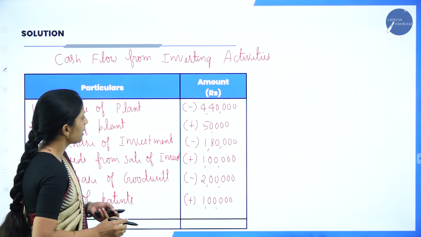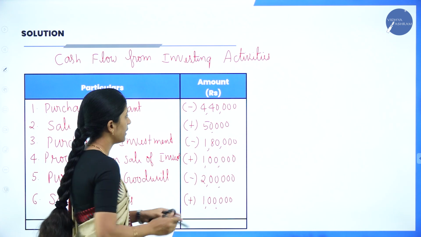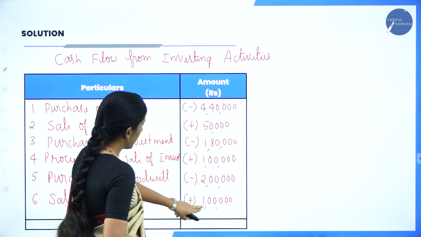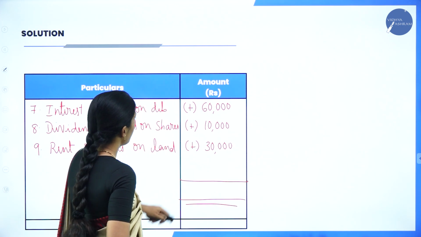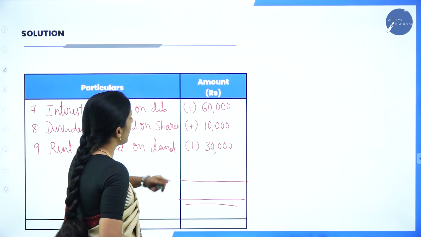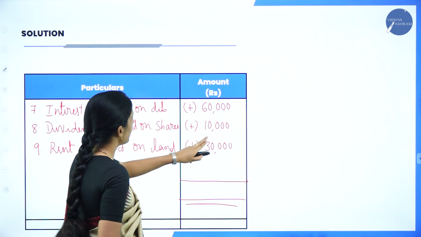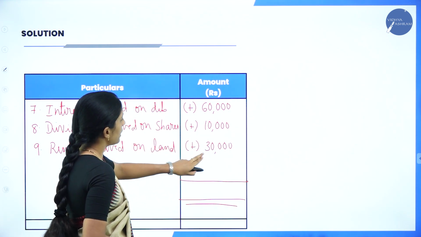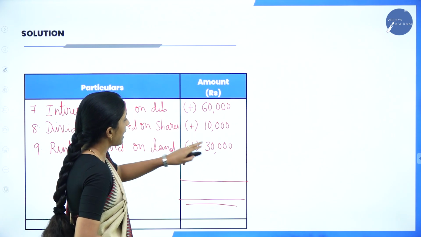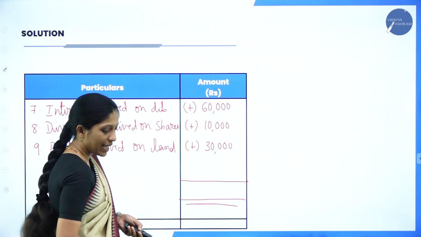So how much will we get? First we shall see all the add. 50,000 plus 1 lakh, 1,50,000 plus 1 lakh, 2,50,000, plus 60,000 is 3,10,000, plus 10,000, 3,20,000, plus 30,000. So it will be 3,50,000.